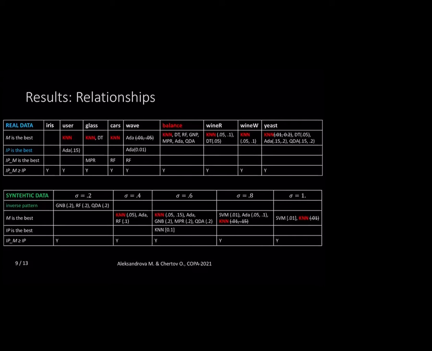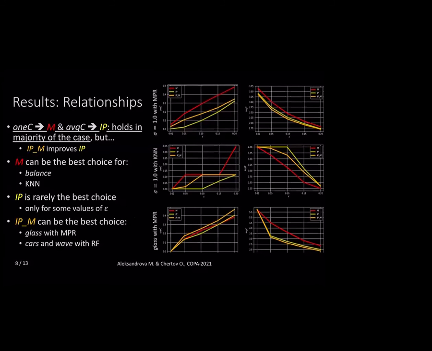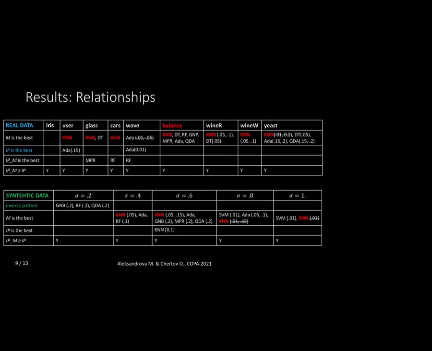Now we'll have a slightly deeper look at the results that I presented on the previous slide. So here we have 2 tables. The first one presents the patterns observed for real data sets, and the other one the patterns that were observed for synthetic data sets. Each column corresponds to a data set, and in the rows we have various patterns. The first row corresponds to the cases when margin is the best classifier. And we can clearly see that KNN almost always prefers the margin nonconformity function. The only exception is the wave data set.